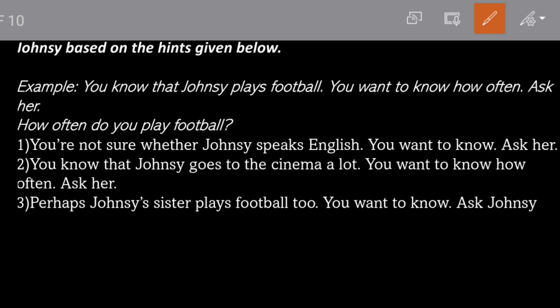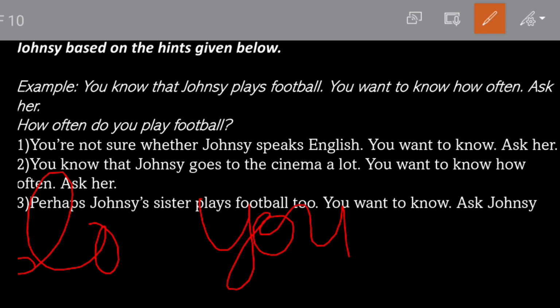You need to start the question with do, as the subject is you, and also the question is a yes or no question. The answer is yes or no. So you have to start it with do, does or did according to the subject. Or if it is a WH question, you need to add a WH question word. So, do you speak English? That is the answer.